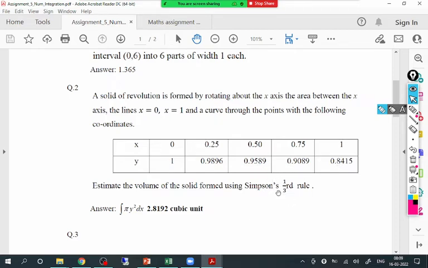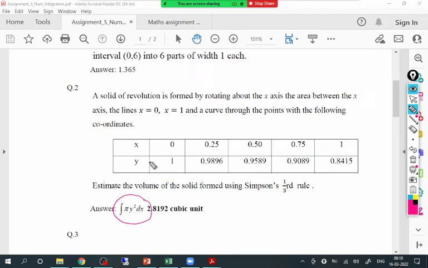Again we have to use the Simpson's 1/3 rule only. But the only difference is we don't want integration of y dx. Remember, this is the new thing. This is not part of your syllabus in the last semester. So the majority of you don't know that volume of revolution is given by this formula, integral pi y square dx.